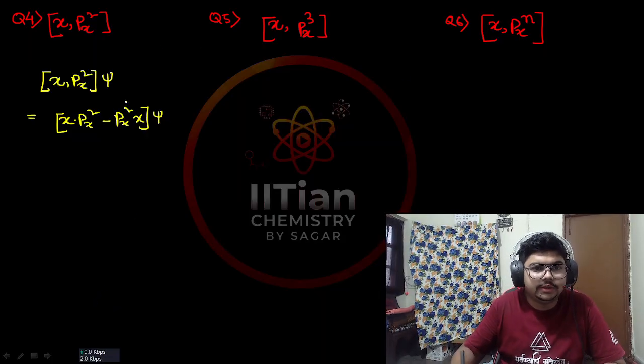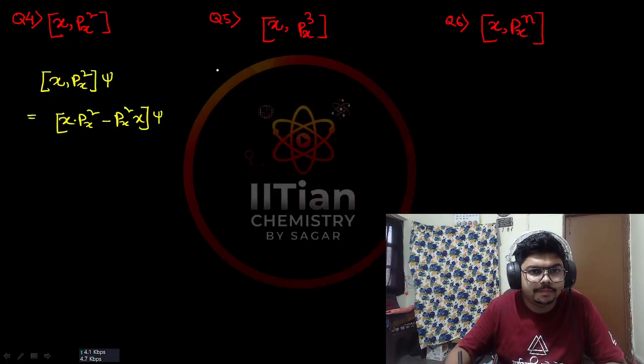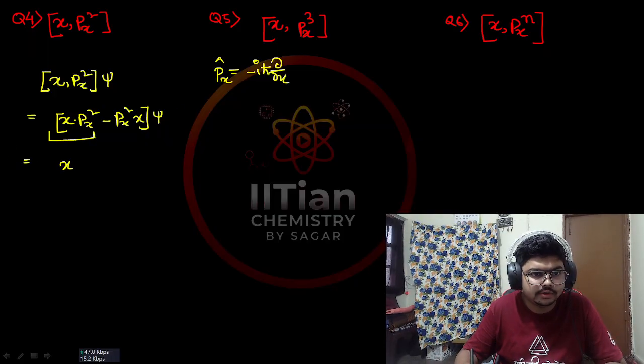Okay, so let's solve this. We know px means minus i h cross del/del x. So let's put it here. x into px square; first we're solving this part. x into px square means minus i h cross square.